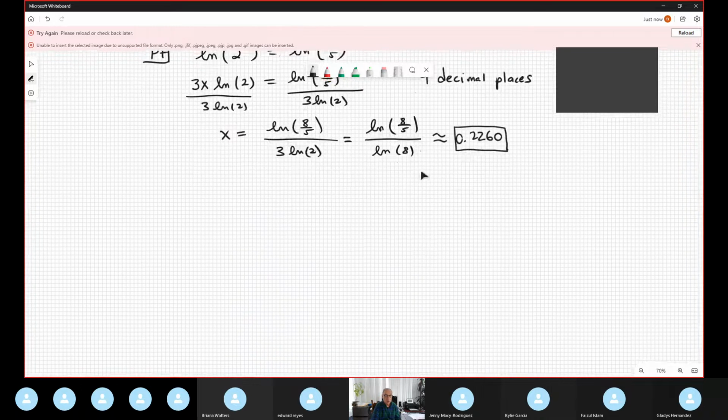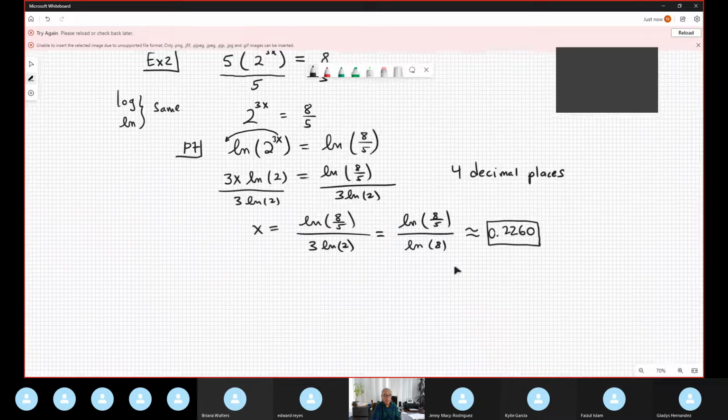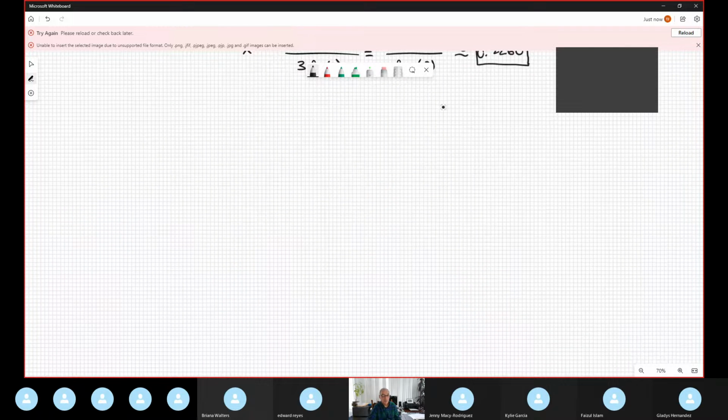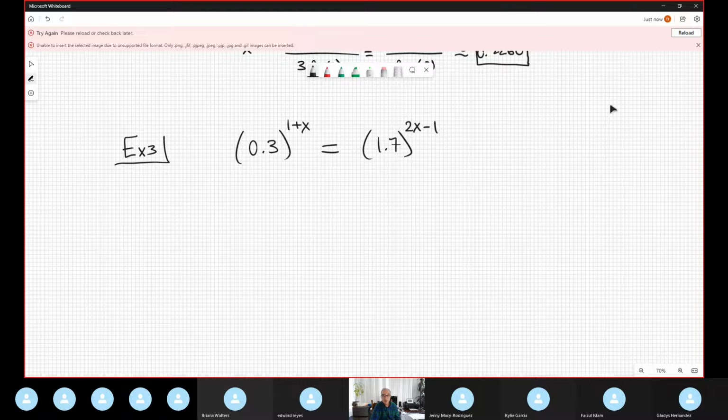And I want to put up one more complicated problem. Example number 3 says: 0.3 is the base, wow, crazy, 1 plus x is the exponent, equal to 1.7 is the base, 2x minus 1. Okay, I want to explain in detail, step by step, and what is the idea in the calculator.